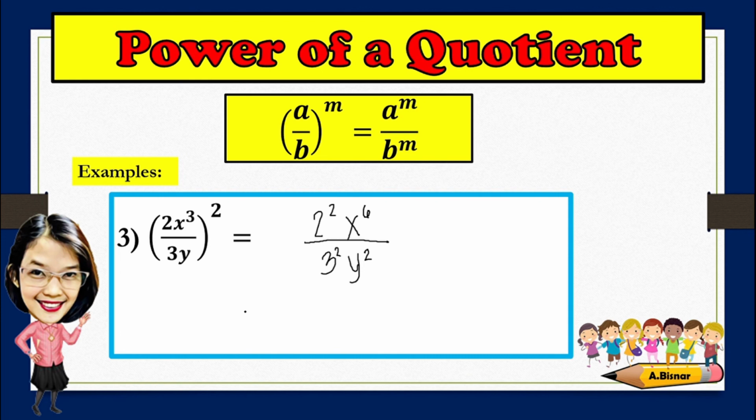So let us now simplify. 2 squared is equivalent to 4, so this will be 4x to the 6. 3 squared is equivalent to 9, so this will be 9y squared. And therefore the answer will be 4x raised to the 6th power over 9y squared.